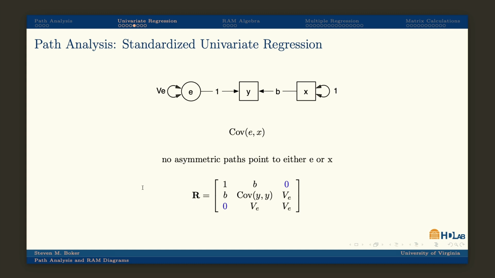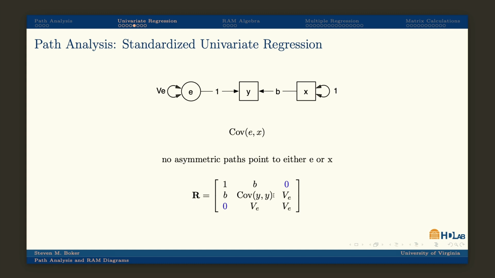Can somebody remind me what one of the assumptions of regression is? Like the error and the predictors are uncorrelated? Yeah. And this shows that in the diagram. The errors and the predictors are uncorrelated. Okay, and so we put 0 here.